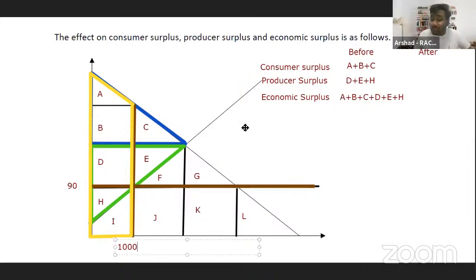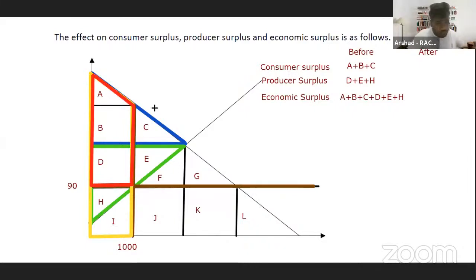So what is consumer surplus? Consumer surplus is the difference between what the consumer is willing to pay, that is the yellow trapezium, and what he actually pays. So what does he actually pay? He actually pays H and I. So then what is the difference? Willing to pay A, B, D, H, I, actually pays only H and I. What is the difference there? It's A, B, and D. So this area becomes what? Consumer surplus after the maximum price, right?